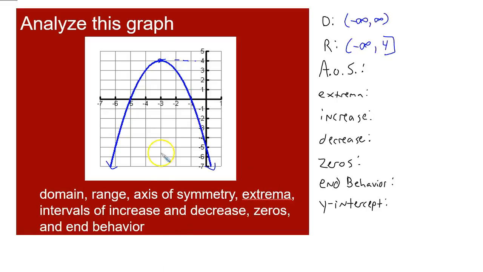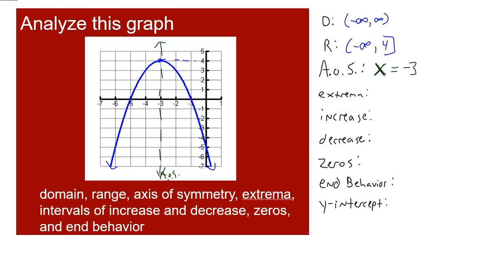The axis of symmetry is that invisible line that travels down through the function. This is the axis of symmetry right here. Well, it is x equals negative 3. Remember, you have to have the x equals. That's important. You can't just put negative 3. That's a number, not an axis of symmetry.